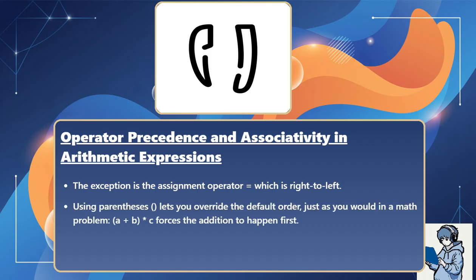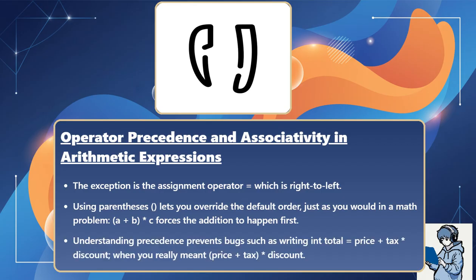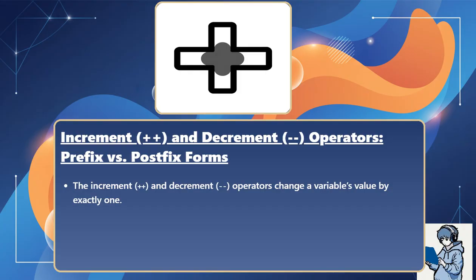Using parentheses lets you override the default order, just as you would in a math problem. (a + b) * c forces the addition to happen first. Understanding precedence prevents bugs such as writing int total = price + tax * discount when you really meant (price + tax) * discount. The increment ++ and decrement -- operators change a variable's value by exactly 1.